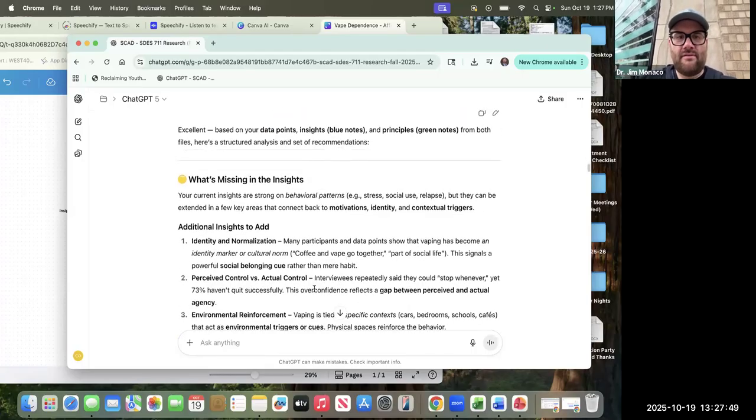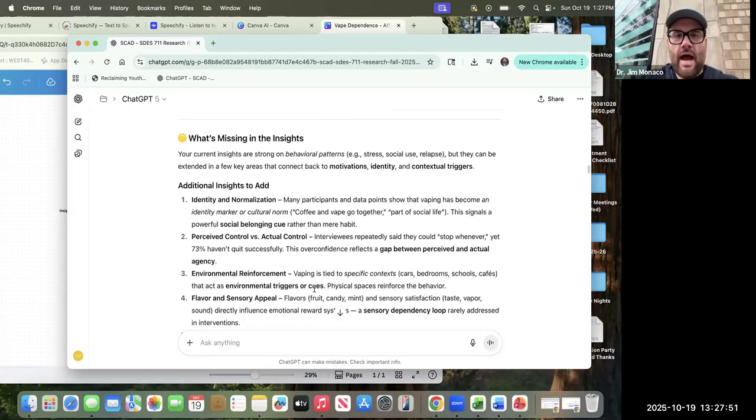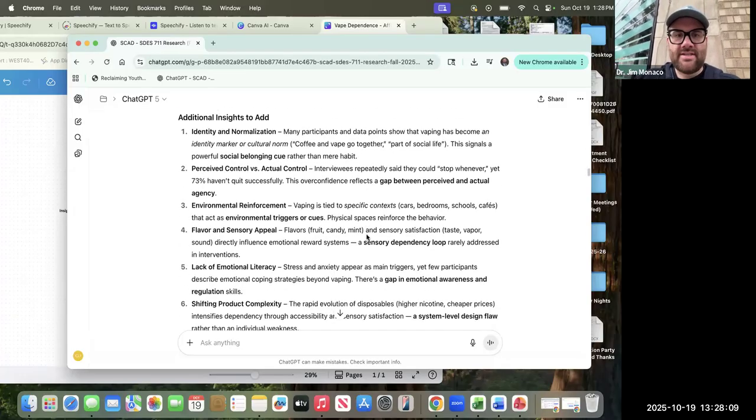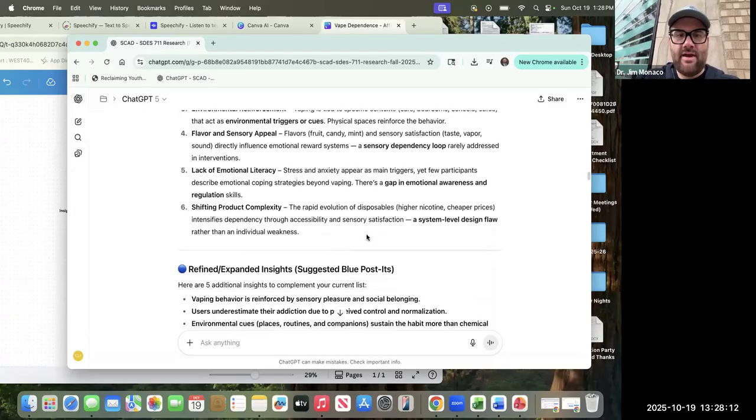And then this is sort of what it came up with. Obviously, things aren't as perfect as they need to be, so you need to keep cueing in. It gave us some insight that we have strong behavioral patterns, but could be extended into a few key areas connecting motivations, identity, contextual triggers. So this is kind of some of the advice it was giving.